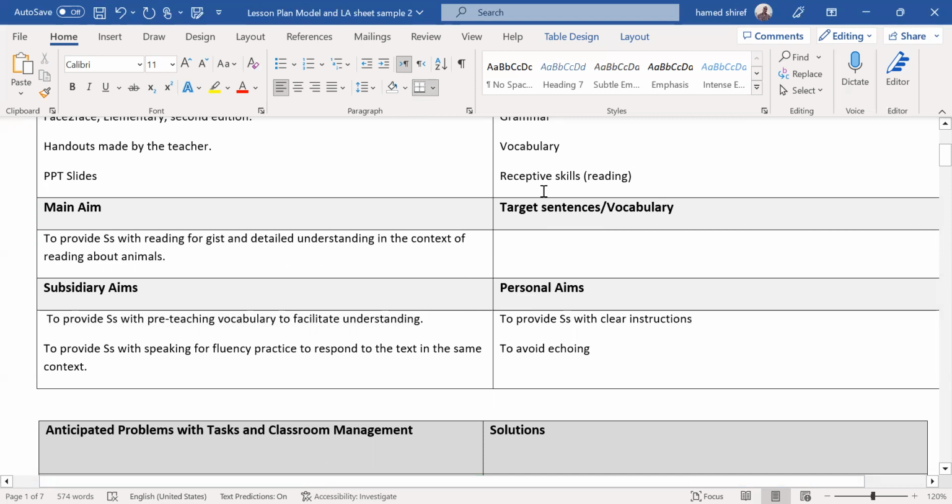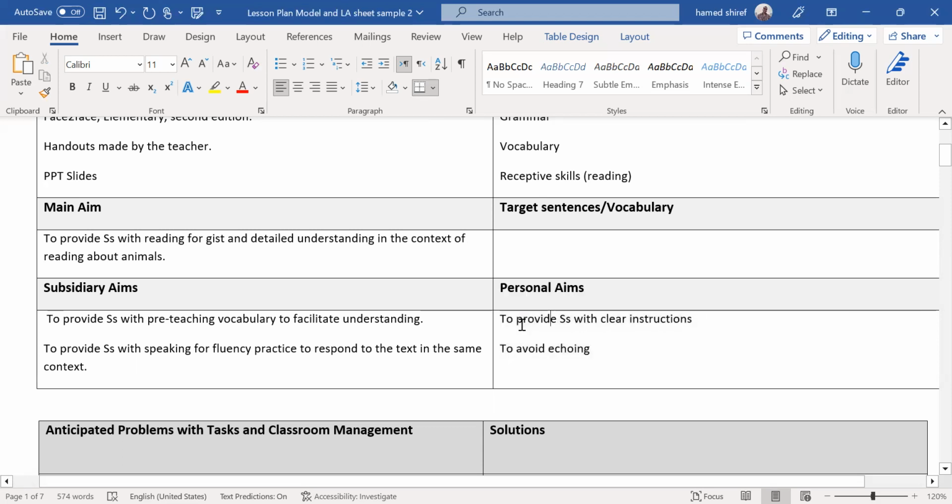In the personal aims, this depends on what the tutor tells you in feedback. Like, for example, if the tutor said in TP1 or TP2 that you need to work on your instructions to provide clear instructions, then for the second TP or from the coming TP, you can make them one of your personal aims.